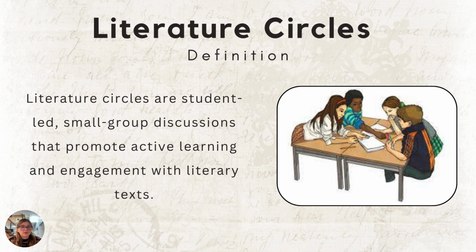So, for literature circles, a definition. Literature circles are student led, small group discussions that promote active learning and engagement with literacy texts. So, literature circles are usually around 3 to 5 students in a group, and it can kind of vary because you can have different roles for each student. So, if you have 5 students in a group, you would have 5 roles or jobs for them.